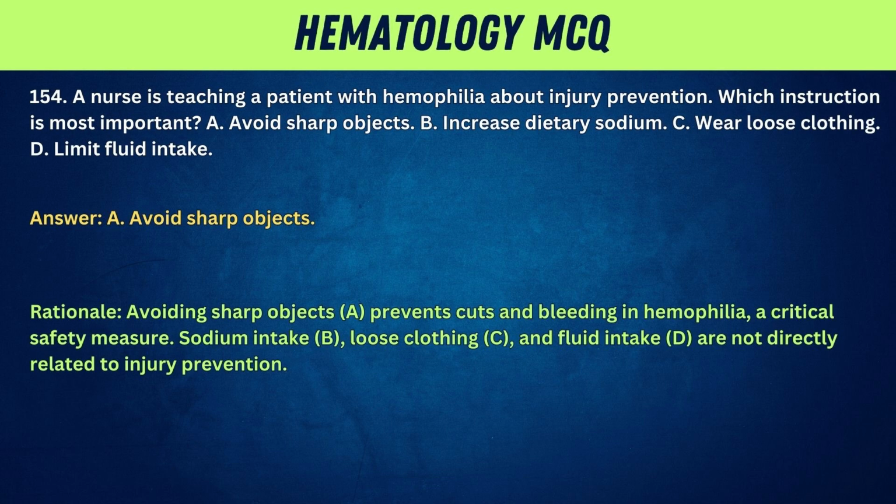154. A nurse is teaching a patient with hemophilia about injury prevention. Which instruction is most important? A. Avoid sharp objects. B. Increase dietary sodium. C. Wear loose clothing. D. Limit fluid intake. Answer: A. Avoid sharp objects. Rationale: Avoiding sharp objects, A, prevents cuts and bleeding in hemophilia, a critical safety measure. Sodium intake, B, loose clothing, C, and fluid intake, D, are not directly related to injury prevention.